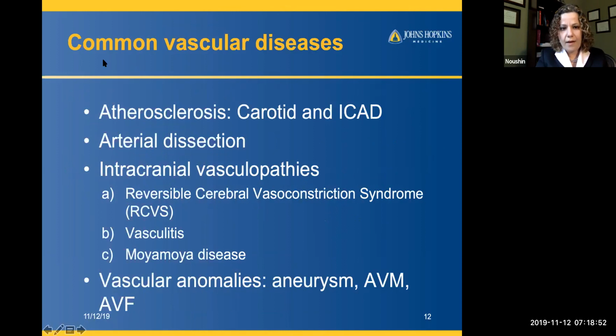Now I'm going to talk about common vascular diseases. We're going to talk about atherosclerosis, carotid, and also intracranial atherosclerotic disease, or ICAD. We're going to talk about arterial dissection. We're going to talk about intracranial vasculopathies: reversible cerebral vasoconstriction syndrome, or RCVS, vasculitis, and Moyamoya disease. And there's this large group of vascular anomalies, aneurysm, AVM, and AVF, which I think deserve a separate talk. I'm not going to talk about them. We're going to try to talk about the first three categories.